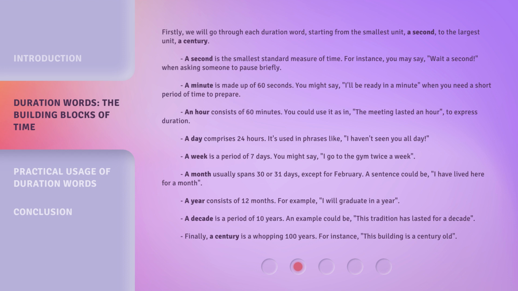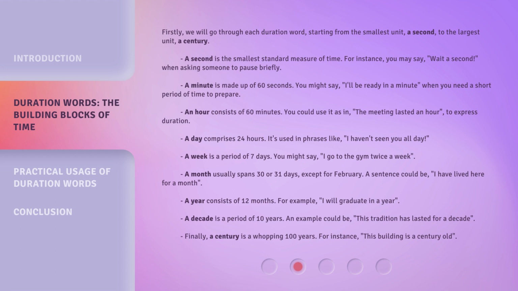Firstly, we will go through each duration word, starting from the smallest unit, a second, to the largest unit, a century. A second is the smallest standard measure of time. For instance, you may say, "Wait a second," when asking someone to pause briefly. A minute is made up of 60 seconds. You might say, "I'll be ready in a minute," when you need a short period of time to prepare.